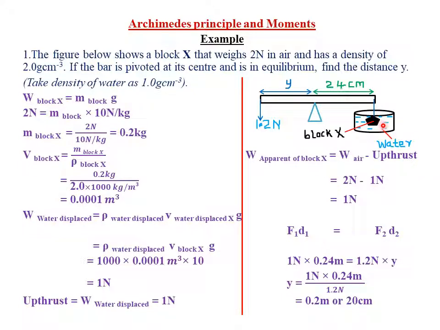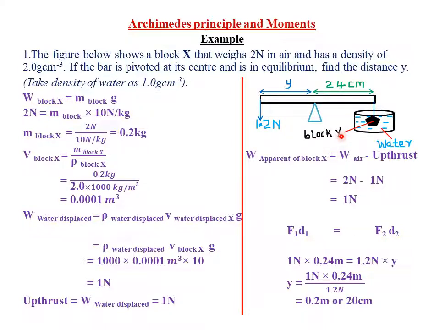Therefore, the upthrust force will simply be equal to the weight of the water that will be displaced. For us to find the weight of the water displaced, we need to have the density of the water displaced. We also need to have the volume of water displaced and the gravity. The density of the water that was displaced, we are given as 1 gram per cubic centimeter. So the only unknown that we have is the volume of the water displaced. And because the block X was totally immersed in water, it simply means that the volume of the water displaced will be equal to the volume of the block X.